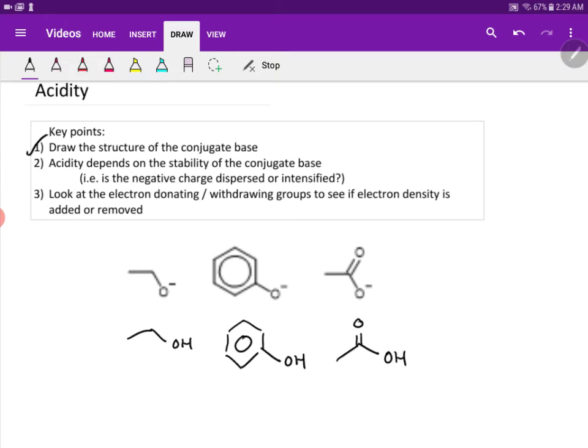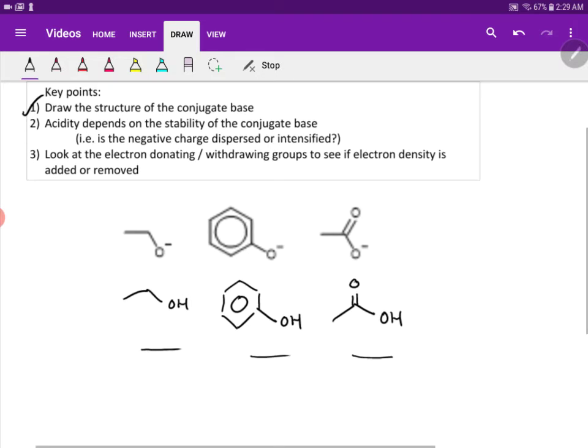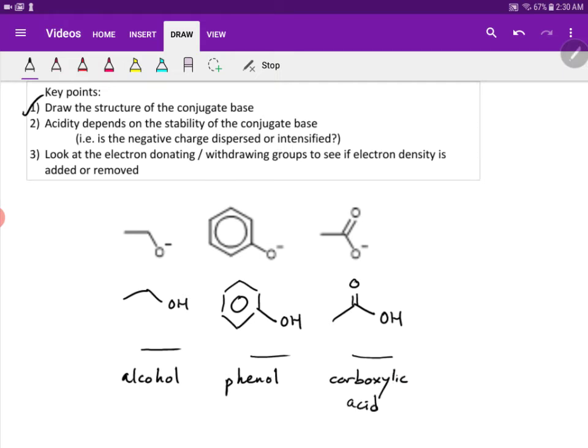Right, so if you can see, we have three different things here. We have an alcohol, a phenol, and a carboxylic acid. So the first step is to draw the conjugate base, and I have already drawn it here. I remove the proton, and now I have alkoxide, phenoxide, and a carboxylate.